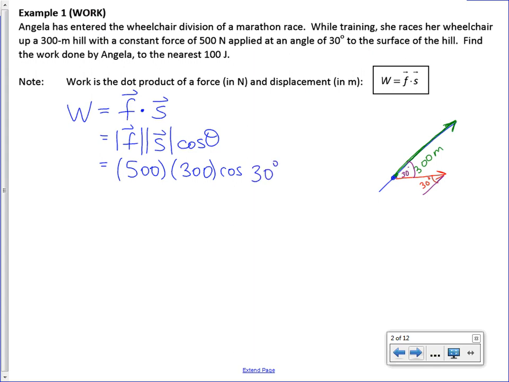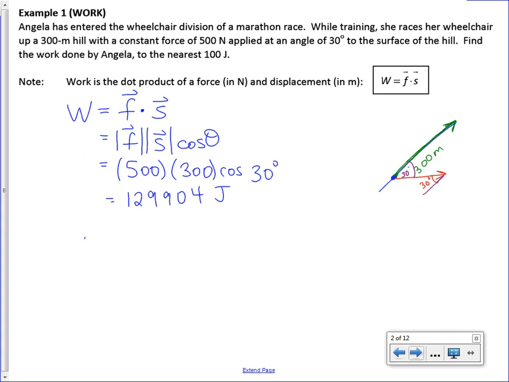And we type this into our calculator. 500 times 300 cosine 30. So 500 times 300 cosine 30. I got 129,904. Okay, joules. And then it says round to the nearest 100 joules.